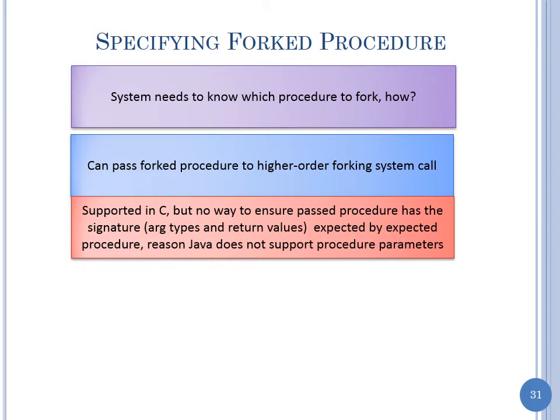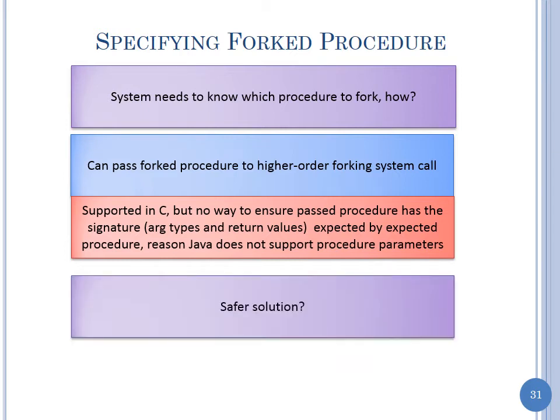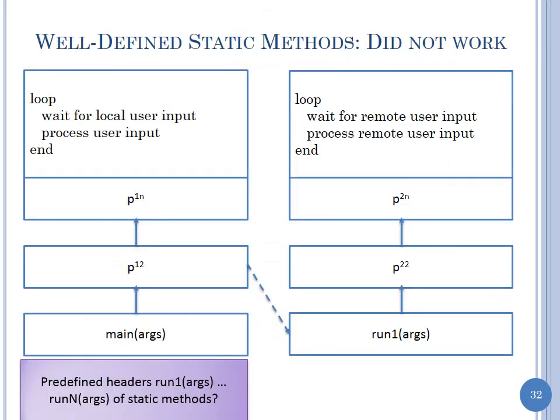In fact, because Java cannot solve this problem nicely, it doesn't even allow procedures to be passed as parameters. Okay, so the next question is, how can we have a safer solution than what C has? So we're going to go back to the solution that I said that I invented that nobody knew about, but that was coming near where I wanted to.